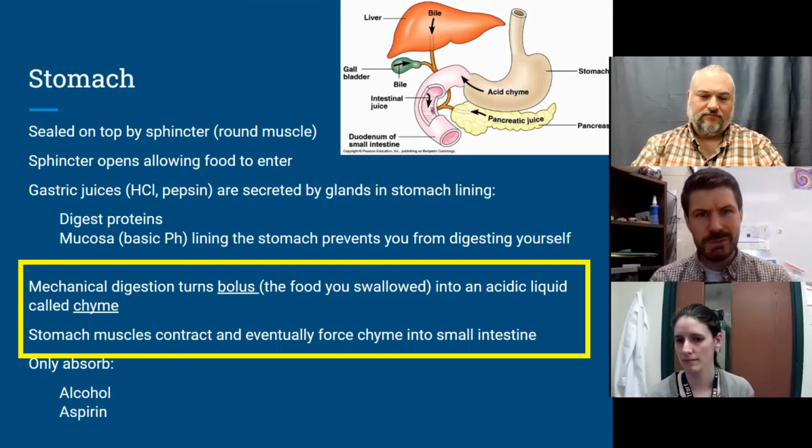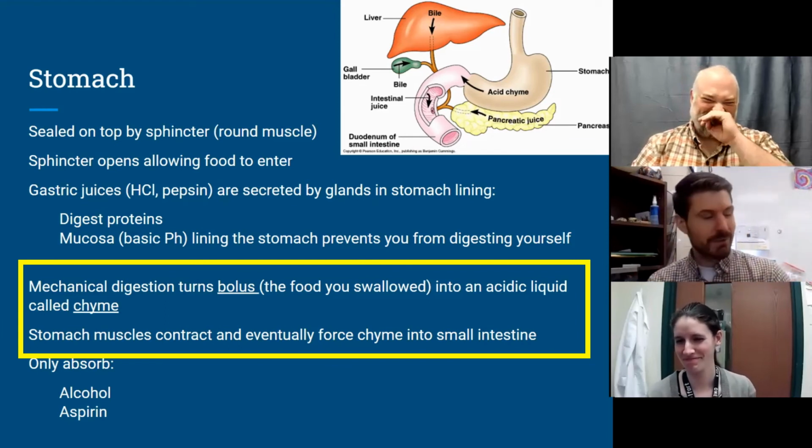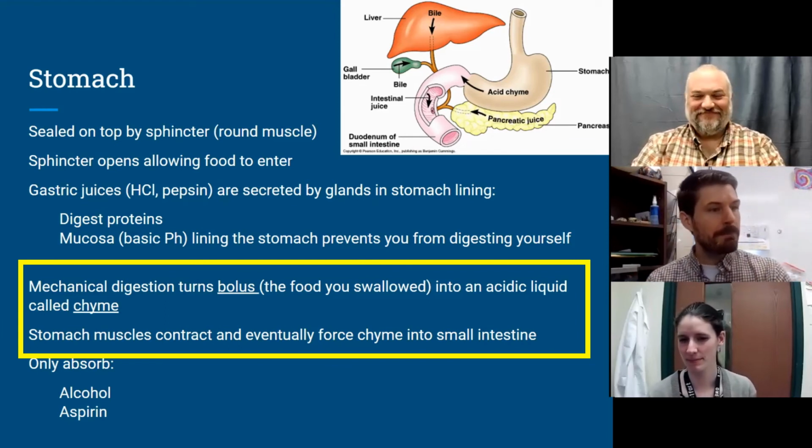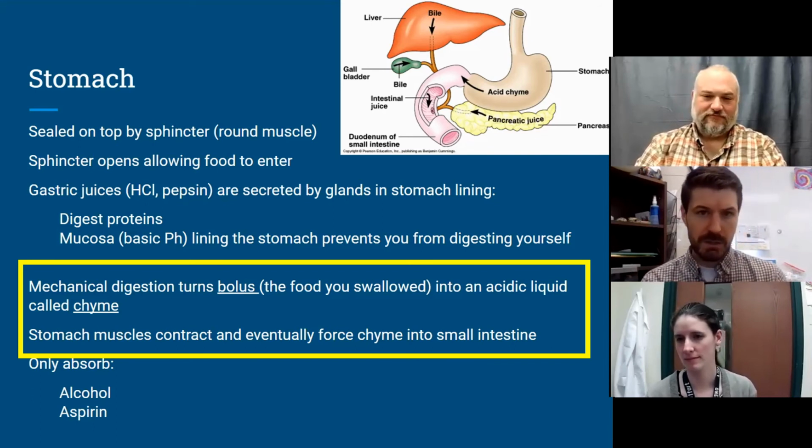There are some additional terms in here. The bolus is the food that you swallowed. It's like if you have an older brother or sister who chews their food and then shows you, it's filled with spit and it's all mushy, and then it goes on down into the stomach. When it mixes with the stomach acid and the digestive enzymes, it becomes something called chyme.